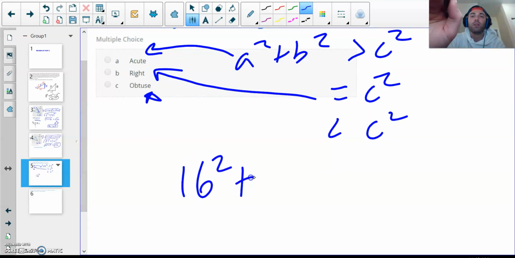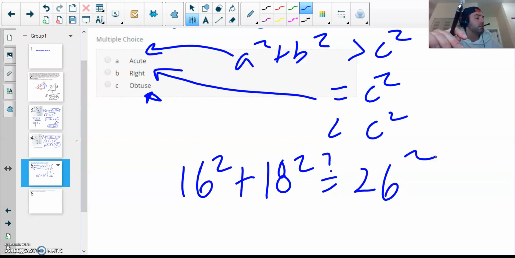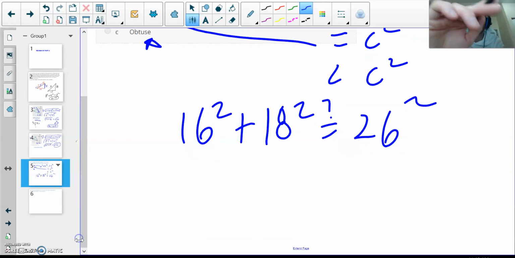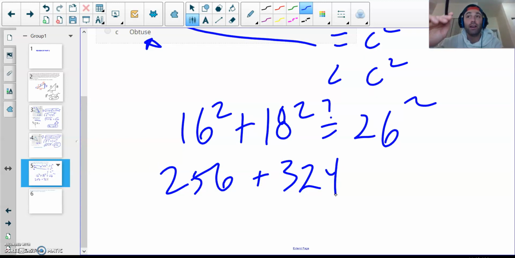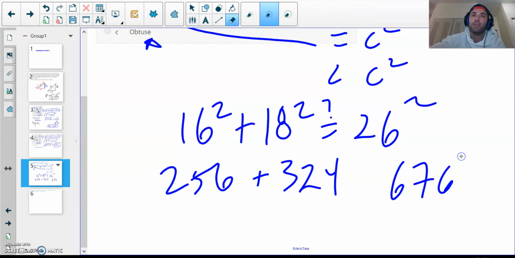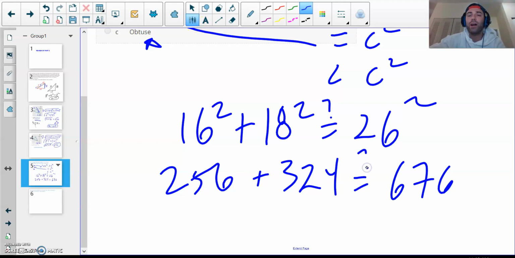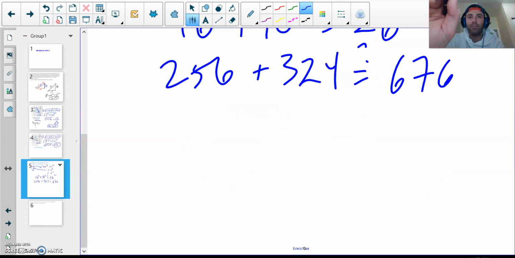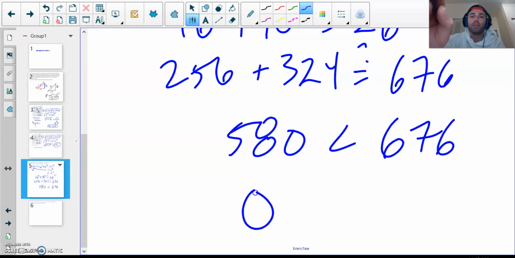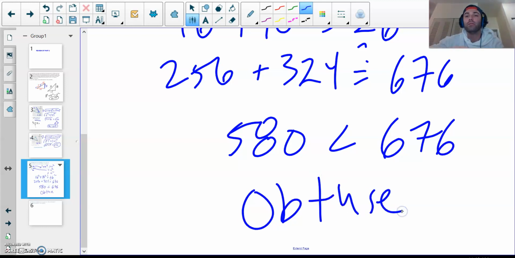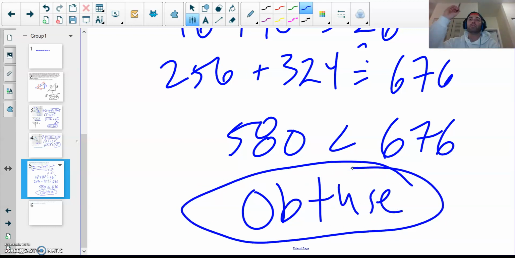So I'm going to do 16 squared plus 18 squared. Does that equal 26 squared? Okay. 16 squared I know is 256 plus 18 squared, which is 324. I found that out yesterday. How about that? Learn something new every day. And then I have 676. Oops, not squared, just 676. And does that equal? Well, holy buckets, if I add those two, I get 580. And that's obviously less than 676, which makes this an obtuse triangle. Obtuse would have been the right answer for that one.